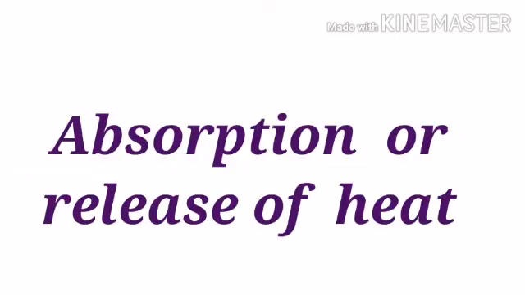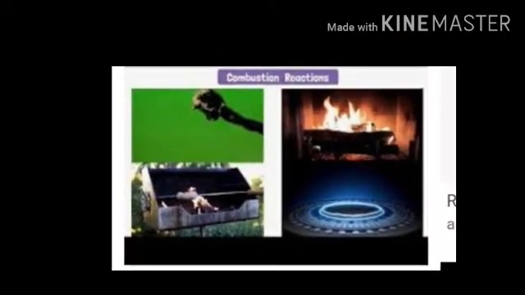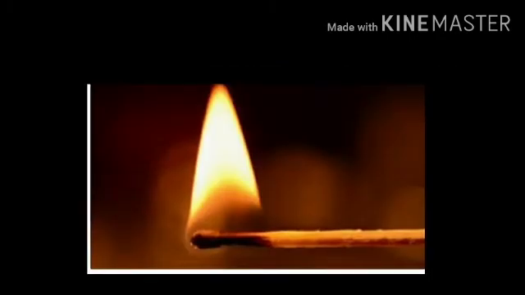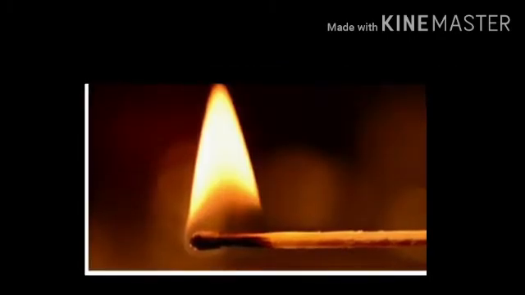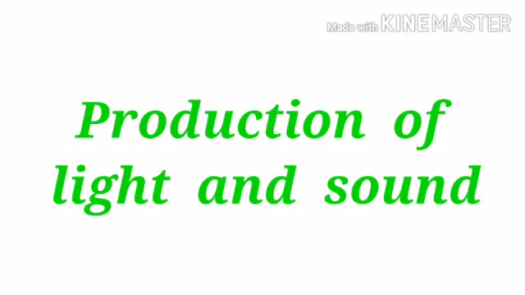And next thing, it is absorption and the release of heat energy. For example, when a candle or a matchstick is burnt, heat energy is released, while heat energy is absorbed in the formation of quicklime from limestone. And production of light and sound, this is also one more example. For example, crackers, and the next example is bursting balloons. So these are good examples for production of light and sound.